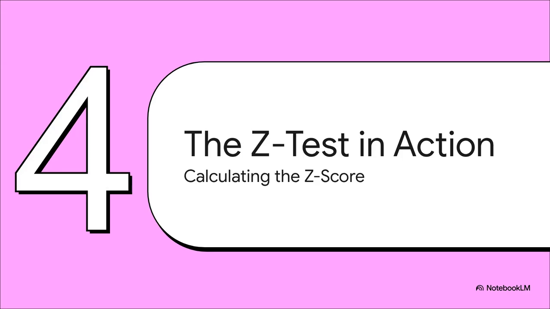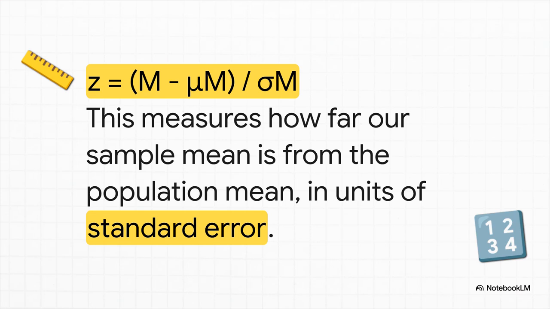All right, we've got our map, we've got our compass, and we understand the rules of the road. Now it's time to actually use our main tool, the z-test. I know, a formula. But don't let it scare you. All this is doing is asking a simple question. How far away is our sample mean from the population mean? And it measures that distance in units of standard error. That's it. It's just telling us how many standard steps away our result is from the average.